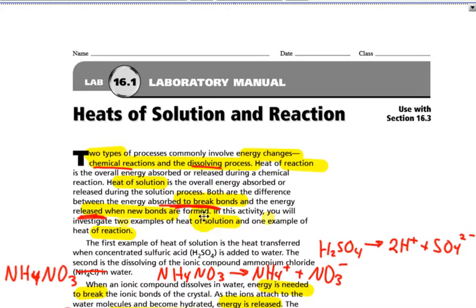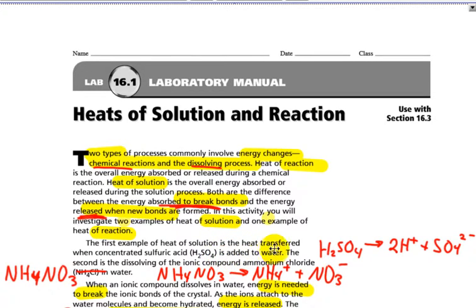So in order to break bonds, energy has to be absorbed, and when new bonds are formed, energy is actually released. So whichever one is larger there will determine whether a reaction is endothermic or exothermic. So in this activity, you'll investigate two examples of heat of solution and one example of heat of reaction.